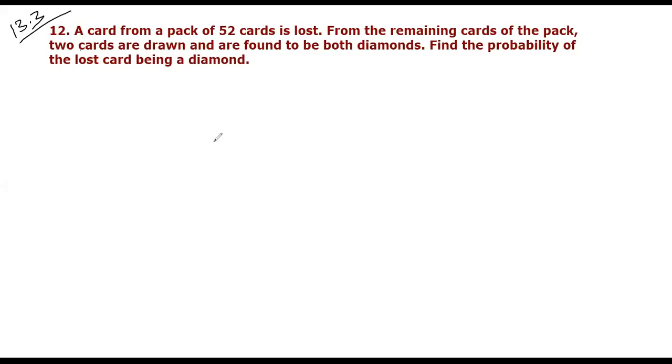This question is based on cards, so it is somewhat different from other questions. A card from a pack of 52 cards is lost. From the remaining cards of the pack, 2 cards are drawn and are found to be diamond cards. Find the probability that the lost card is a diamond card. Okay. So first we will say E1 is the event that the lost card is a diamond.